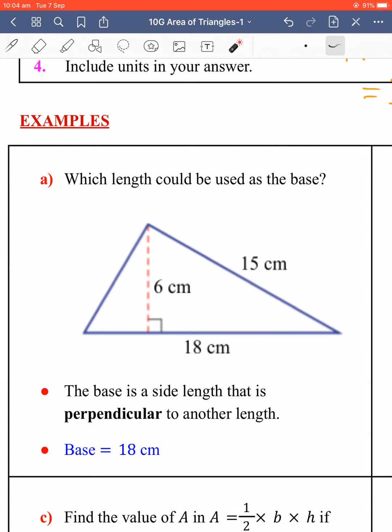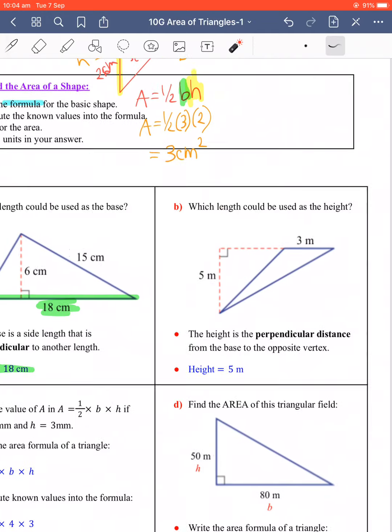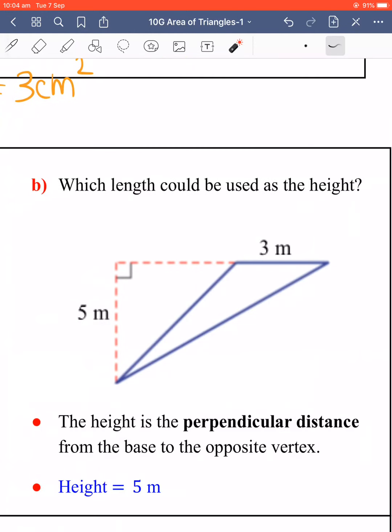So, from our triangle here, we're basically having to look at our perpendicular length, and we also have our base. So, our base, again, is our side length at the bottom. So, this one here will actually be my base in this particular case. And this one would be my height. Okay, next one. Now I'm looking at finding my height.